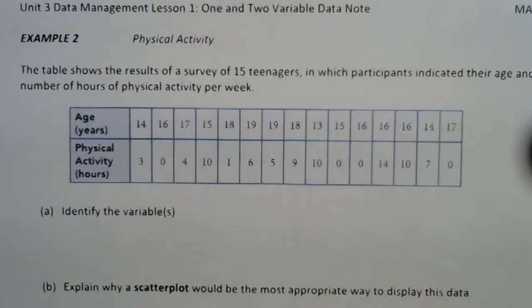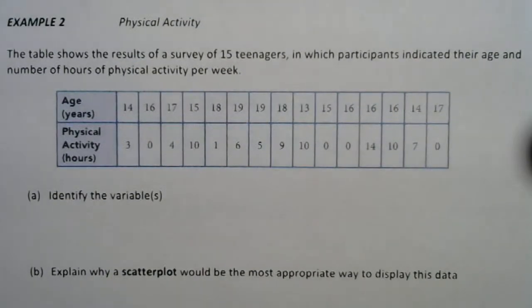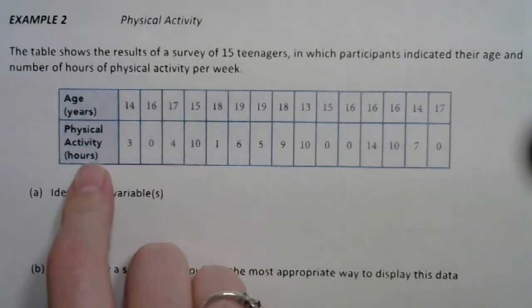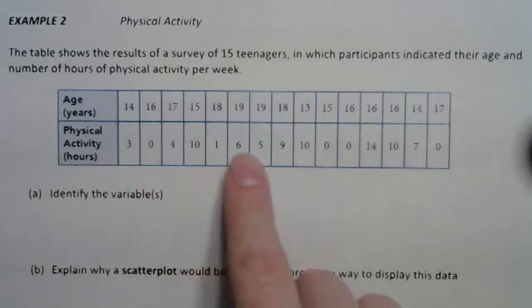So for the next example, this one's going to look at physical activity. That's kind of interesting. The table shows the results of a survey of 15 teenagers in which participants indicated their age and number of hours of physical activity per week. So someone wanted to find out, is there a relationship between someone's age and how many hours they work out in a week. So they went out and collected this information.